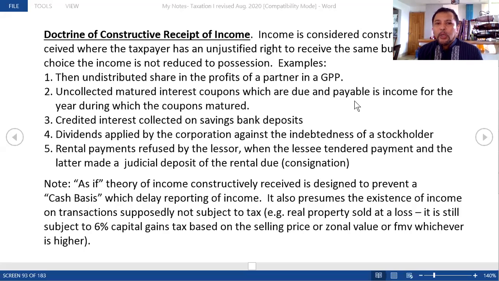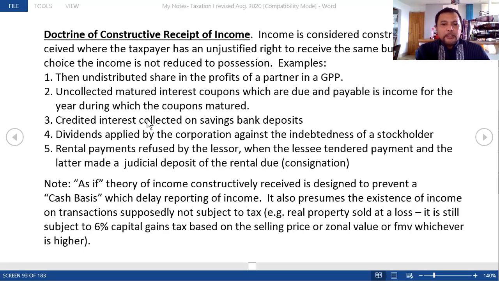So there's already a profit, but it's not yet distributed. So in this case, the partners in the GPP are already bound to file income taxes, but because it's not yet distributed, it falls under the constructive receipt theory or doctrine. Then there's another one, uncollected matured interest coupons, which are already due and payable. So it is income for the year during which the coupons matured. So these are coupons, no?